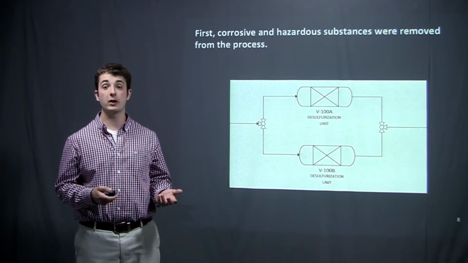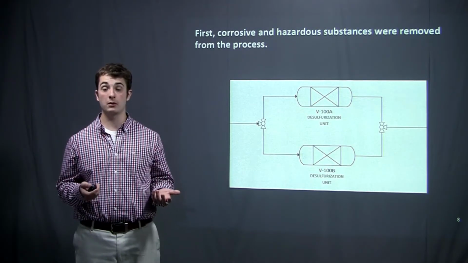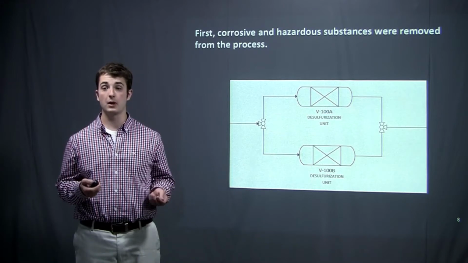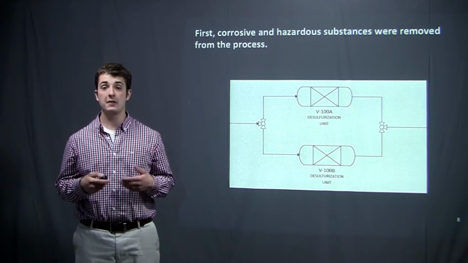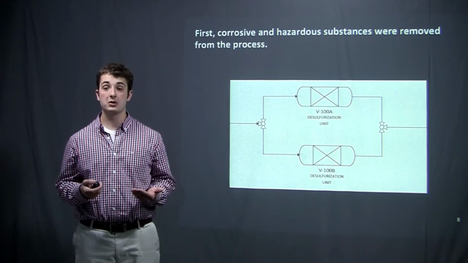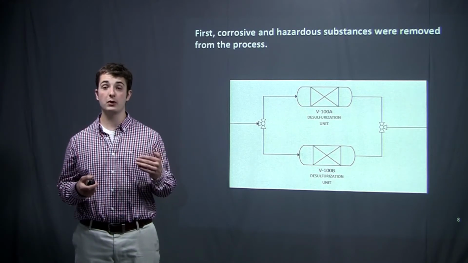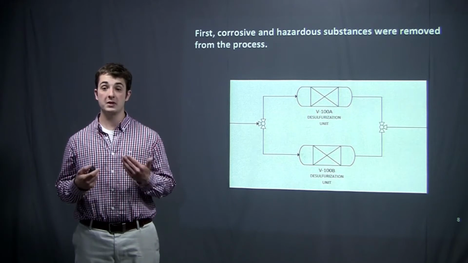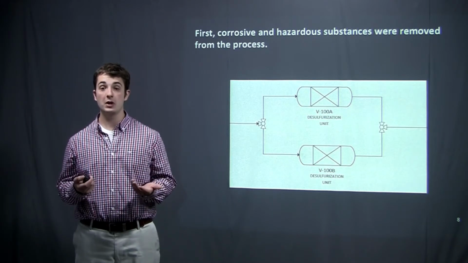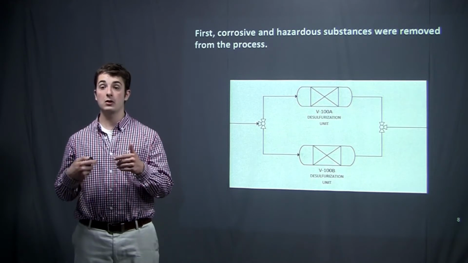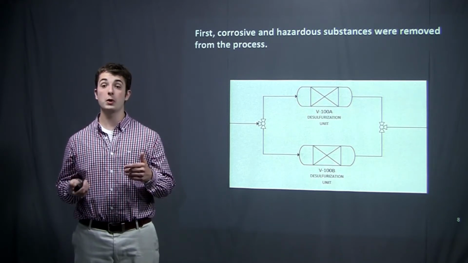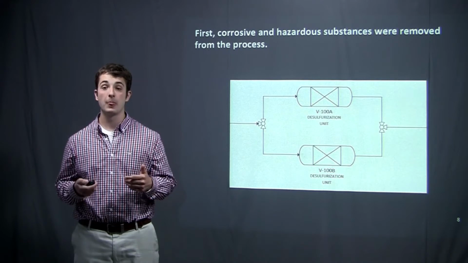So here we have a diagram of our actual factory setup where it's 2 parallel desulfurization units, and the idea behind this design was so that we have the entire feed flowing through one unit, and then once the catalyst is spent, we can divert all of the feed into the other unit while we either regenerate or replace the catalyst in the other unit.